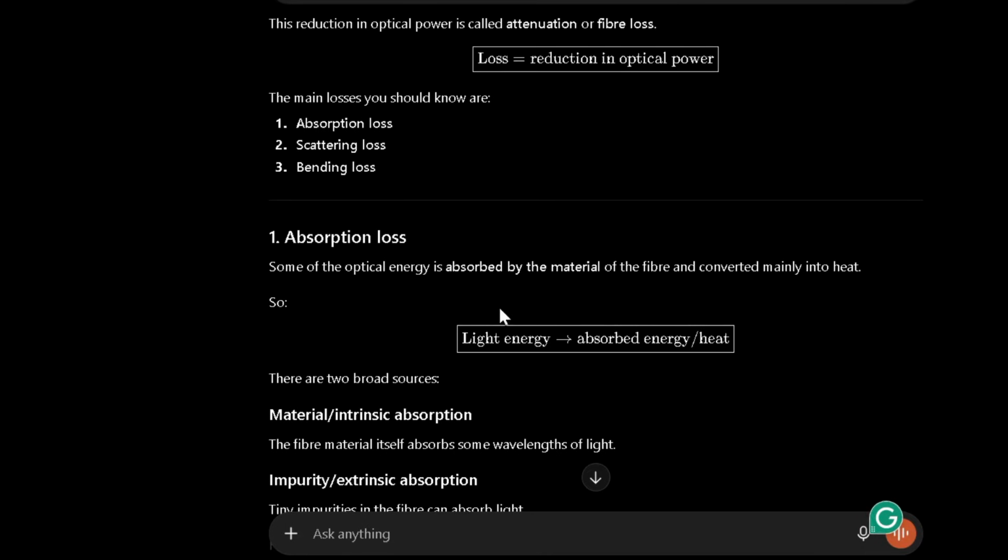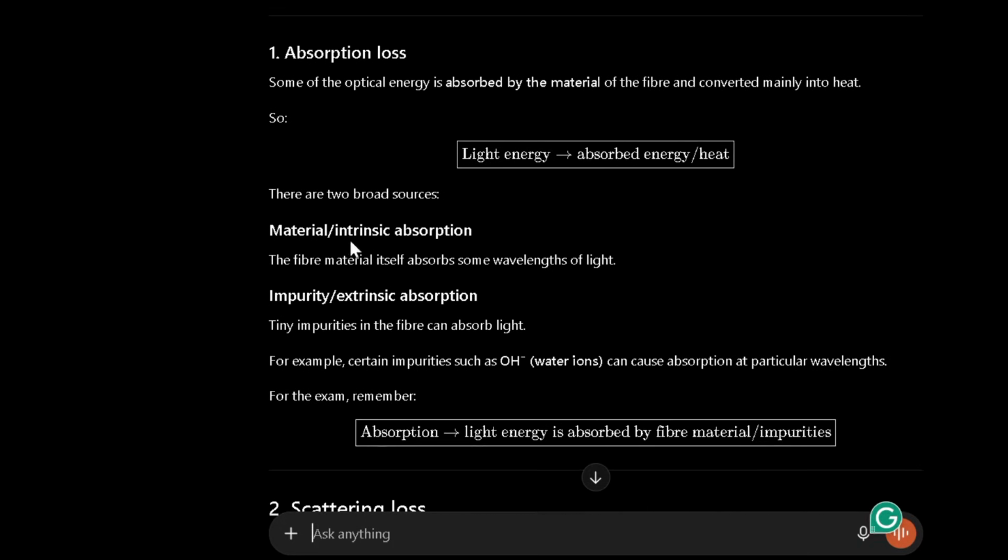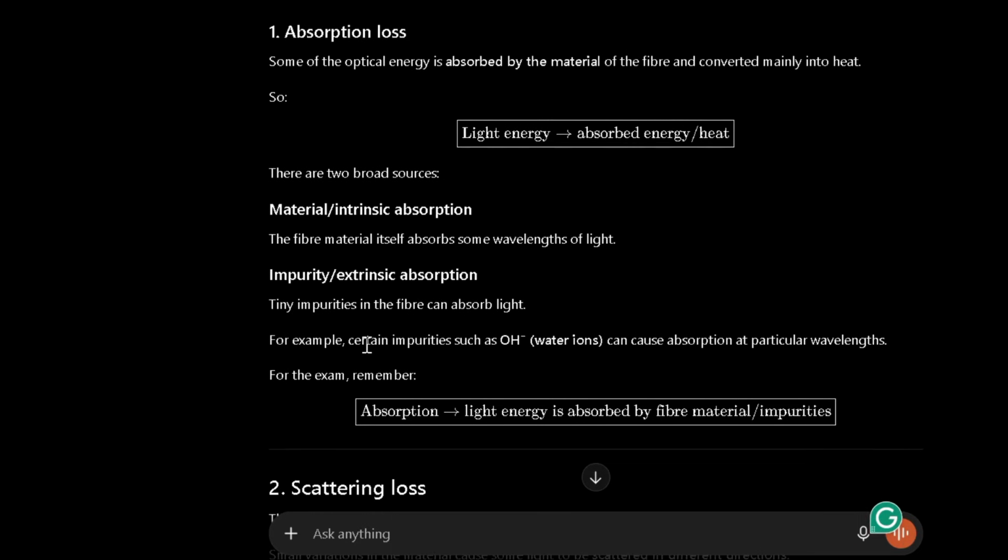Some of the optical energy is absorbed by the material of the fiber and converted mainly into heat. So light energy is absorbed as heat. There are two broad sources: material, or intrinsic, absorption and impurity absorption. The fiber material itself absorbs some wavelengths of light. Impurity, or extrinsic, absorption: tiny impurities in the fiber can absorb light.